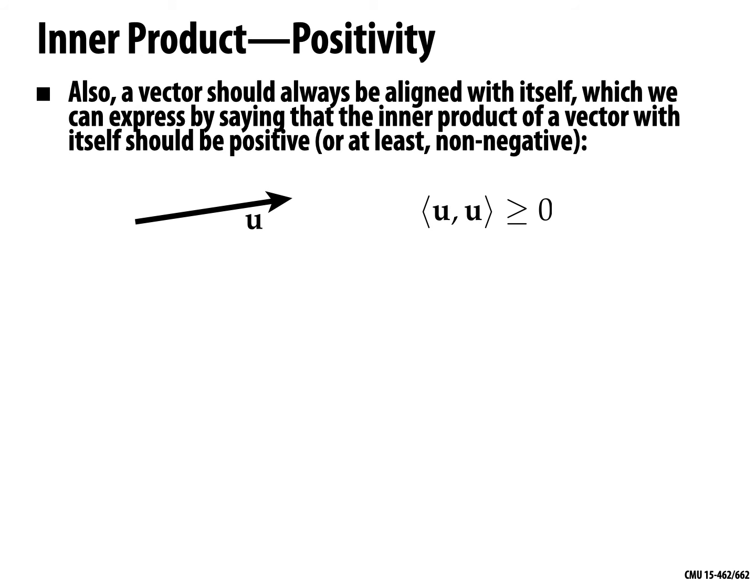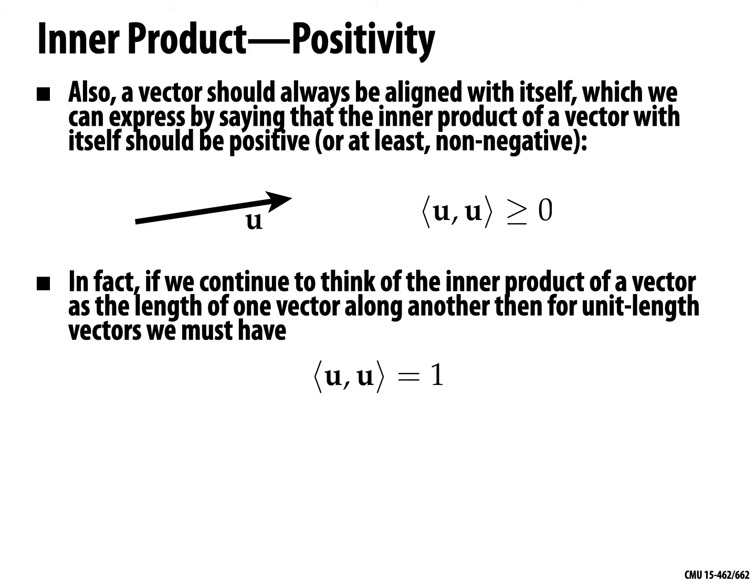Also, a vector should always be aligned with itself, right? If I take an inner product of u with itself, you expect this to be a positive non-zero number. Okay, so we say that the inner product of u with u is greater than or equal to 0. The length of the shadow that u casts on itself, in some sense, is not 0. It's, well, what is it actually? How big is the inner product of u with itself?